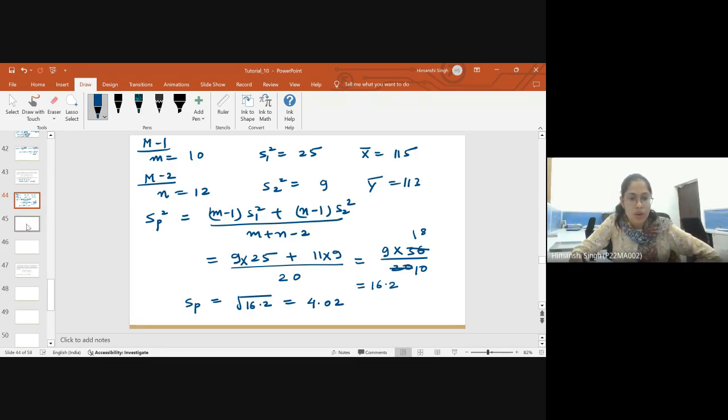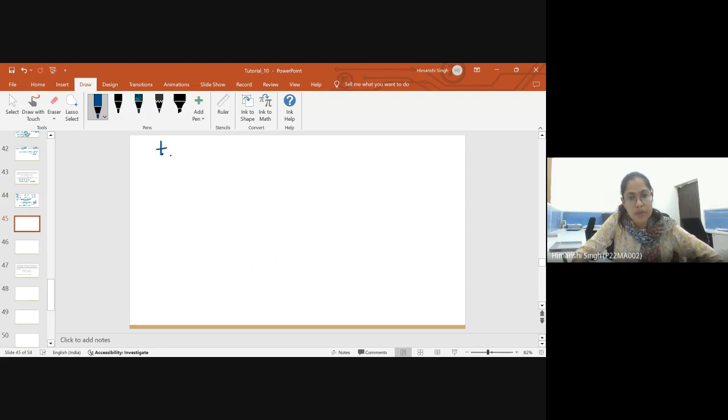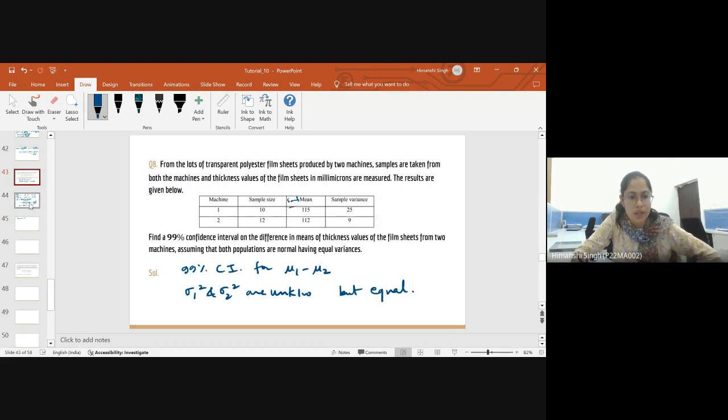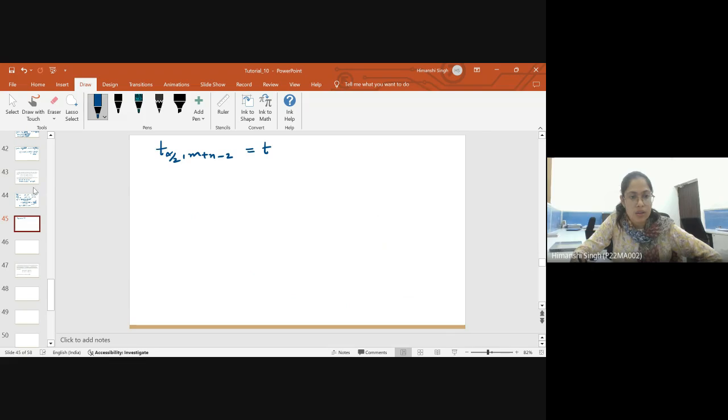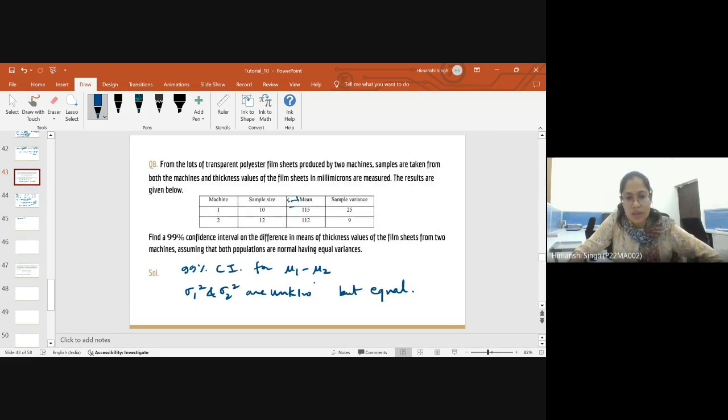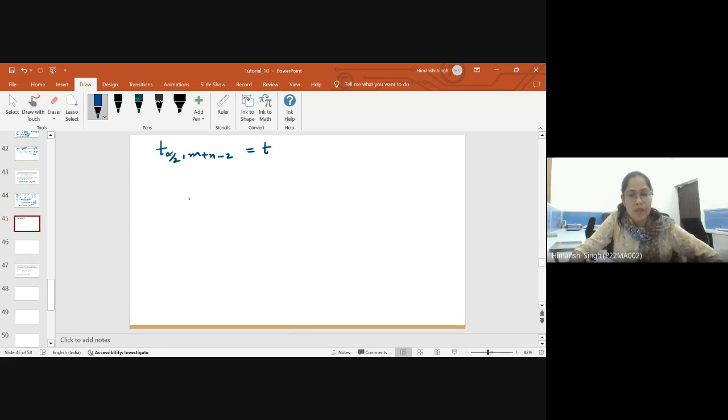Now we also need to know the value of t alpha by 2 comma m plus n minus 2. So what is alpha? Here we need to calculate the 99%, so alpha is 0.01. So alpha by 2 will be 0.005. So it will be t 0.005 comma m plus n minus 2, that is 10 plus 12 minus 2, which is 20.